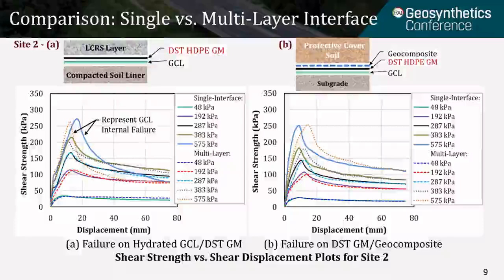The side slope liner consisted of a geocomposite layer on top of textured geomembrane. The critical interface was geomembrane versus geocomposite. Both sets of results show excellent agreement between single and multilayer tests, although displacement to reach peak strengths are slightly higher for multilayer tests.